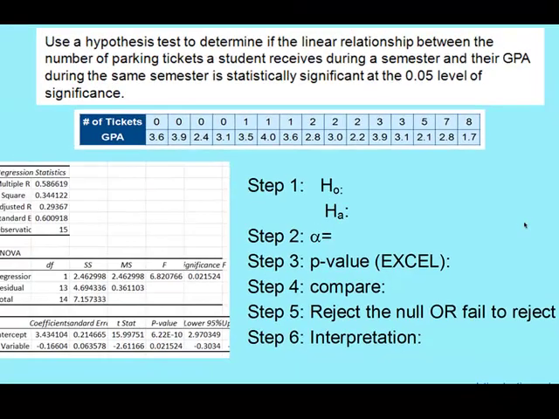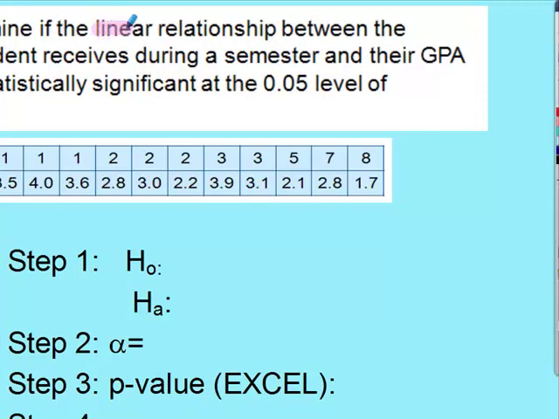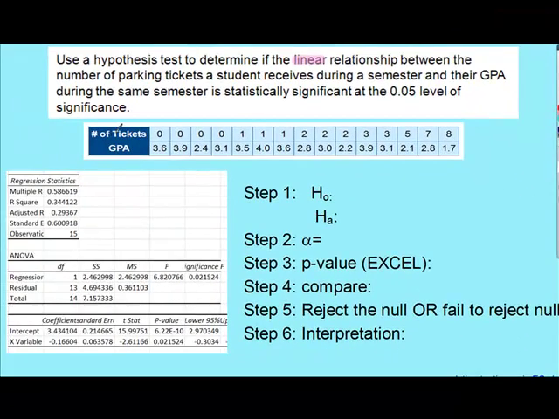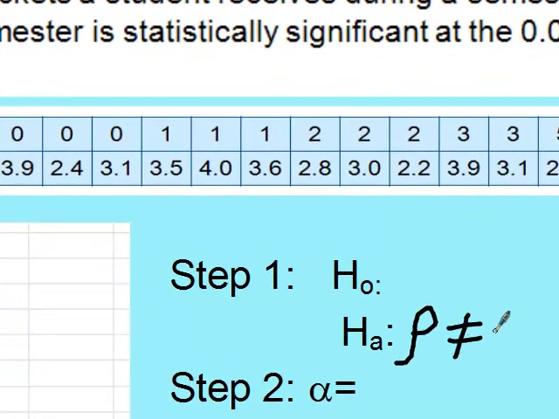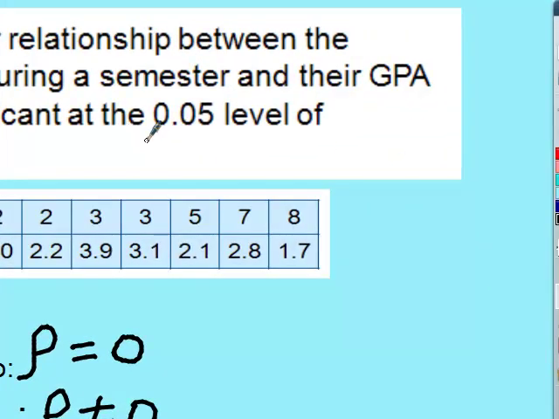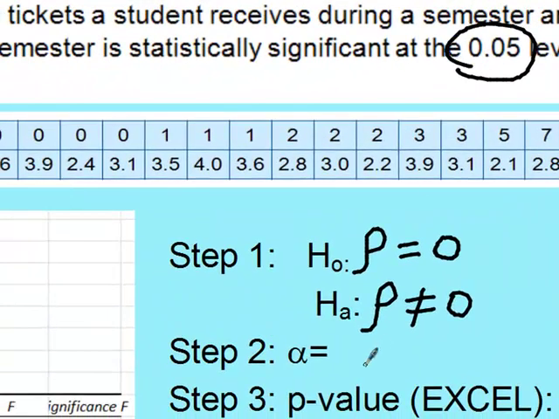So now for our last one. We want to see if there's a relationship. It doesn't say positive, it doesn't say negative, it just says linear. Is there a relationship between the number of tickets that a student receives and their GPA? I think that there is a relationship. It's not a nothing, it's a something. The null would say the mathematical opposite, and null always has the equals 0. We're working with the default of 0.05, so that's alpha, the percent we're willing to be wrong.